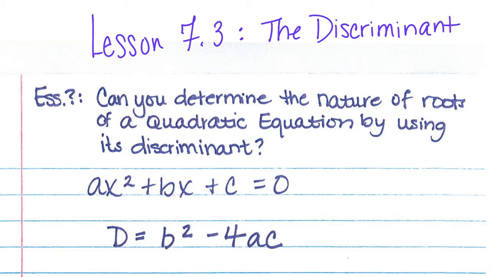Right, Algebra 2, moving on to Lesson 7.3. We are working with the discriminant. This is just another continuation of what we did yesterday. We are working with ax squared plus bx plus c equals 0, but the discriminant is just b squared minus 4ac. That's it, just that little part under the radical. So it's asking us, can you determine the nature of the roots of a quadratic equation by using its discriminant?